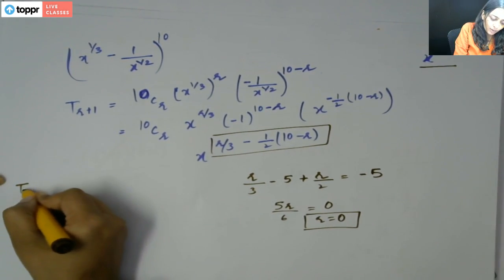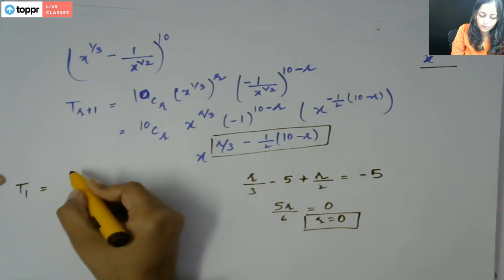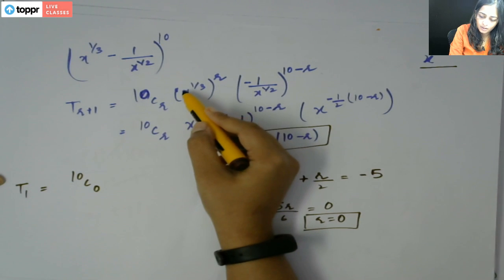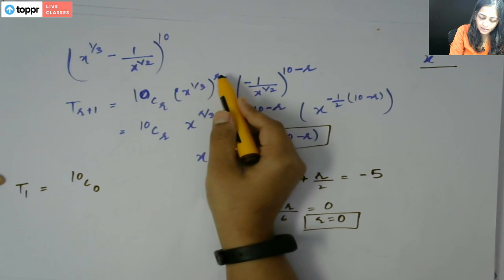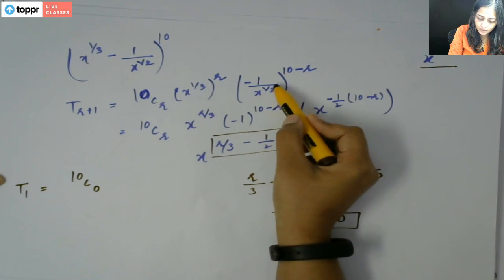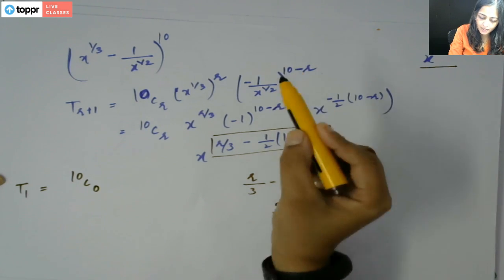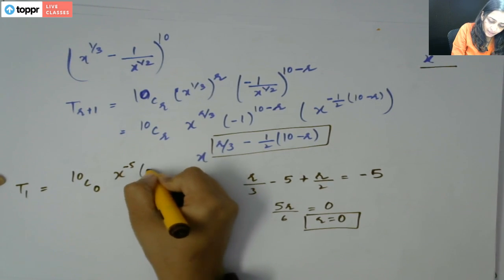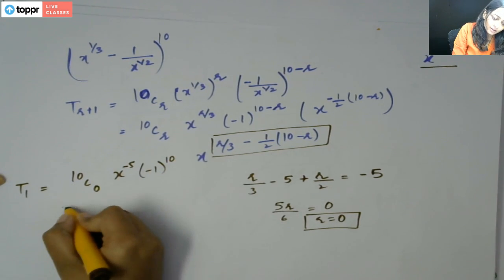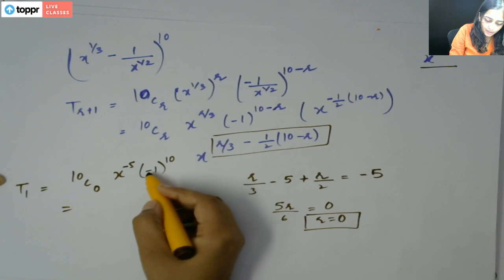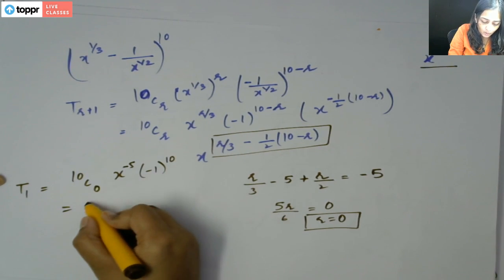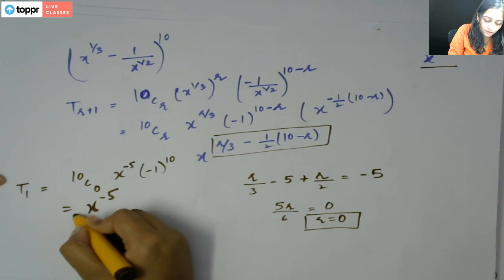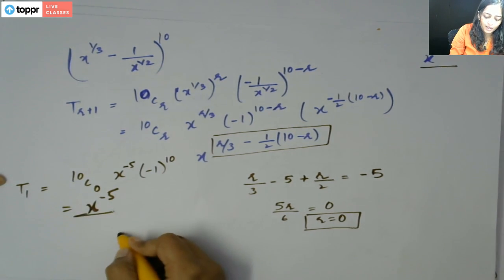So my T1 would be equal to, if I substitute r equal to 0, 10C0 times (1/3 raised to the power 0, which is 1) times (minus 1 by x raised to the power 1/2) raised to the power 10. So it is x raised to the power minus 5 and minus 1 raised to the power 10. Since 10C0 is 1 and minus 1 raised to the power 10 is also 1, we get it is equal to x raised to the power minus 5. So the coefficient of this term is 1. So our answer is 1.